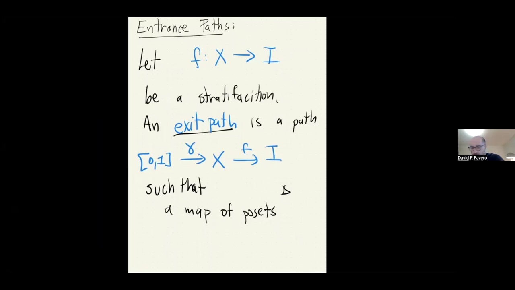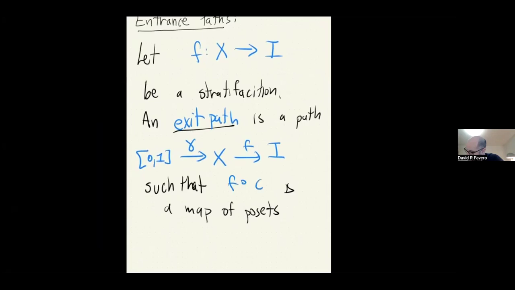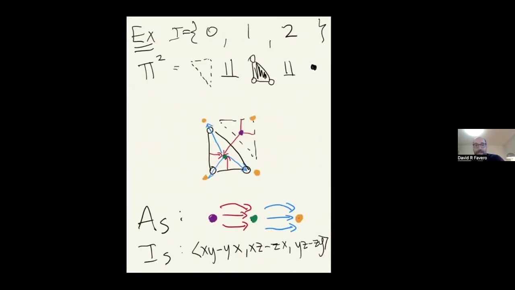Such that the composition of this path, right? So the path, if you think of it as a path in I, it's a map of posets. Okay, so it's directed in this topological space. Let me explain with an example. Maybe it's the same example.